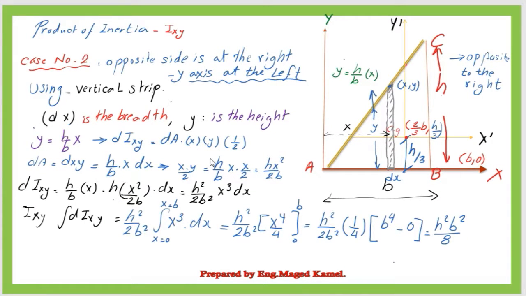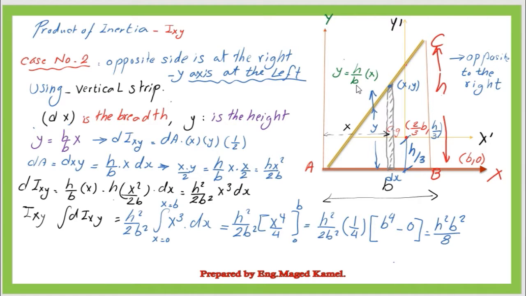Hello everyone. In this segment, we are going to find the equations relating to the product of inertia Ixy for the right angle triangle case number 2. Case number 2 is the case where the opposite is to the right side. We have the triangle ABC with base equal to b and height equal to h, and the equation of the line AC is y equal to h over b multiplied by x.